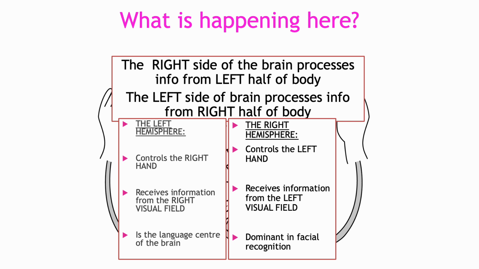Left hemisphere controls the right hand, gets information from the right visual field, and is responsible for language. So these are the main things you will need to know about each hemisphere. Right hemisphere controls left hand, information from left visual field, responsible for facial recognition. So just pause the video and make a note of that if you feel like you need to.